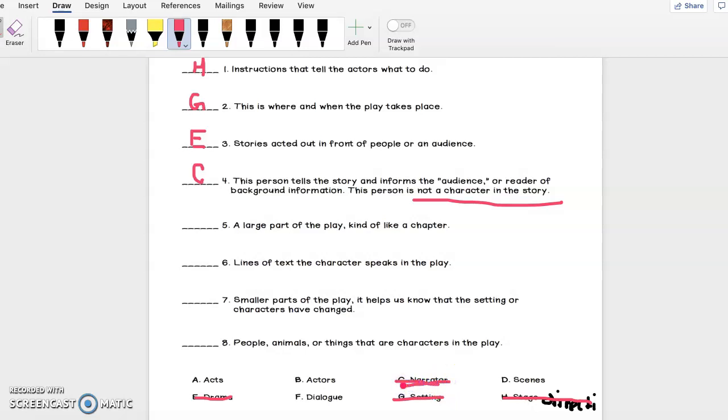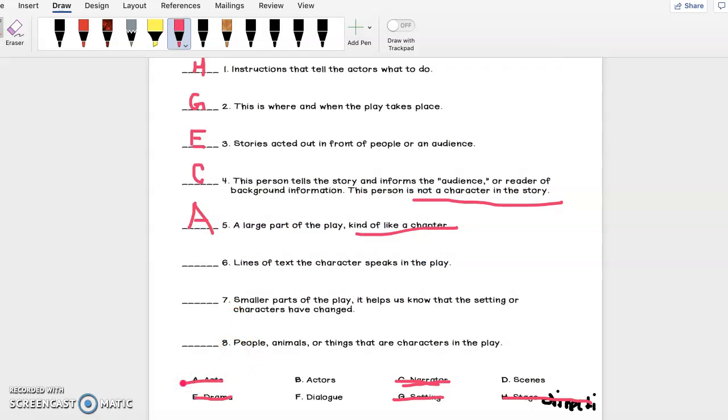Number five, a large part of the play, kind of like a chapter. So, guys, just like in books, you have chapters that tell the elements of the story. This is what we call acts within a play. We know that the acts give us the story elements, the setting, the problem, the solution, resolution.